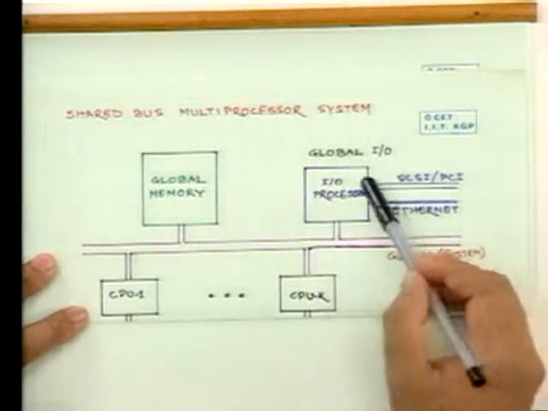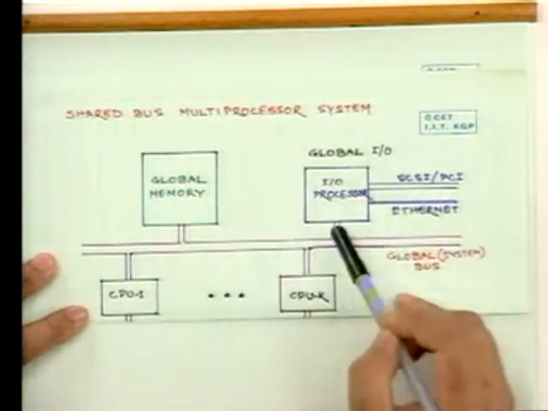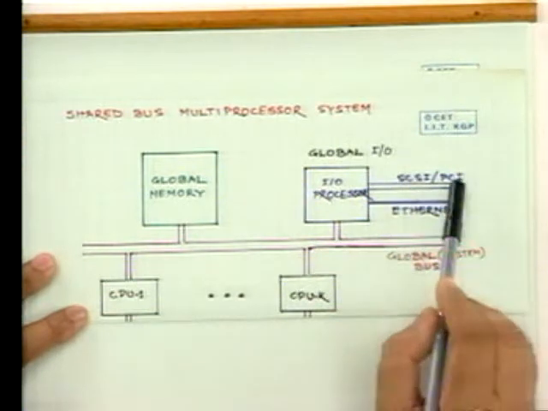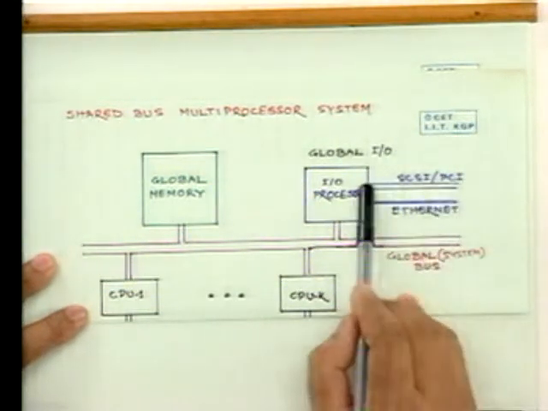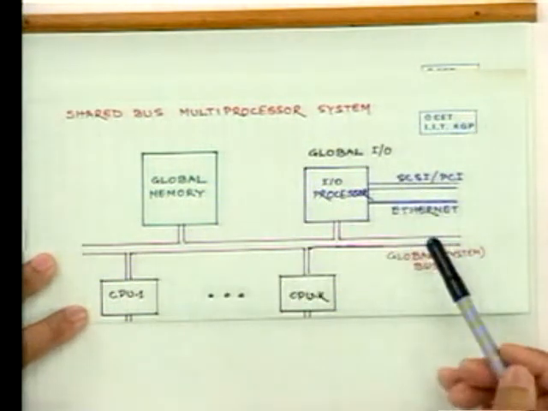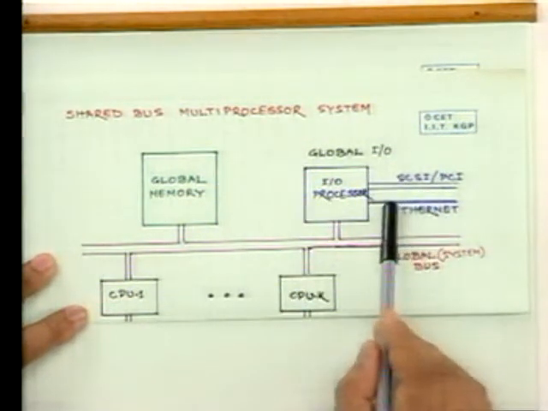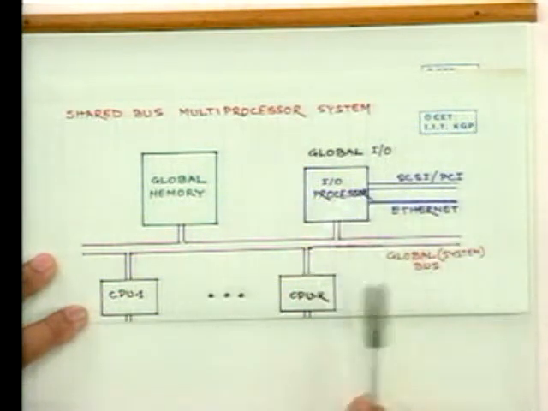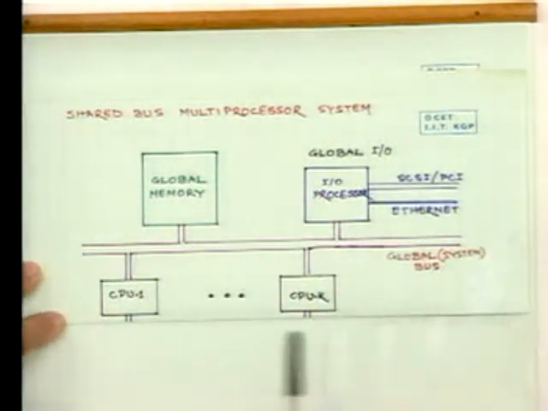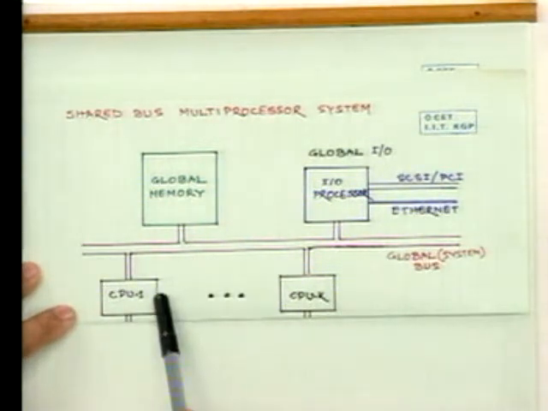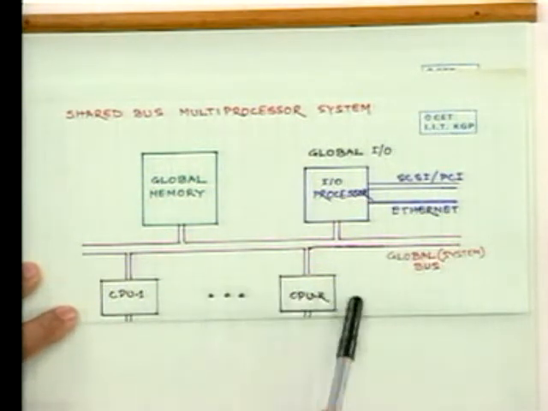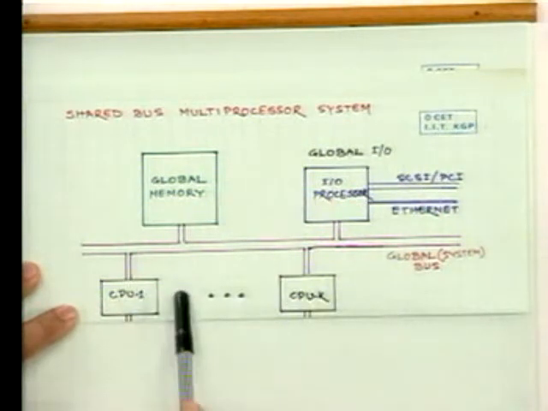Here we have kept a global I/O processor also, to which the peripheral buses, that means SCSI or PCI bus, have been attached. As an example I have shown here, similarly the LAN connection is also attached to that I/O processor. Now these CPUs which are hanging on this global bus can be of the same type or of different types. If they are of the same type, we call it a homogeneous multiprocessor system.